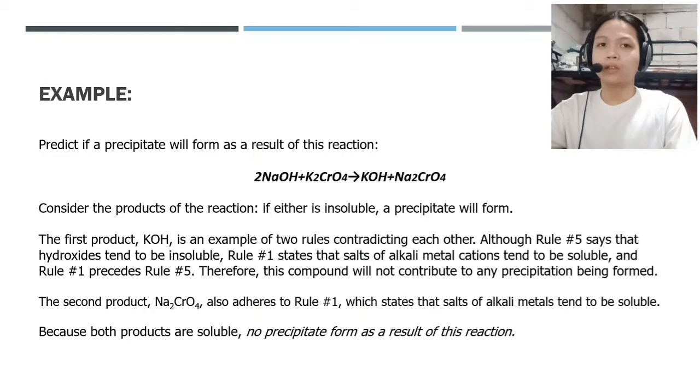The first product, KOH, is an example of two rules contradicting each other. Although rule number 5 says that hydroxides tend to be insoluble, rule number 1 states that salts of alkali metal cations tend to be soluble, and rule number 1 precedes rule number 5. Therefore, this compound will not contribute to any precipitation being formed. The second product, Na2CrO4, also adheres to rule number 1, which states that salts of alkali metals tend to be soluble. Because both products are soluble, no precipitate forms as a result of this reaction.